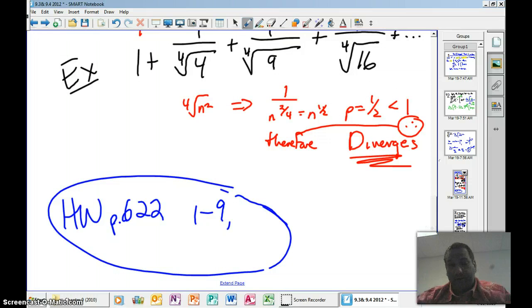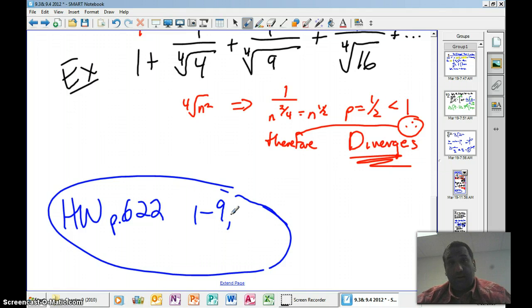Now I got some homework for you. On page 622, I want you to do 1 through 9. We'll do a few in class, like 7 or 8 problems, but this is what I want you to start with. 1 through 9, and you're going to tell me if it converges or diverges.